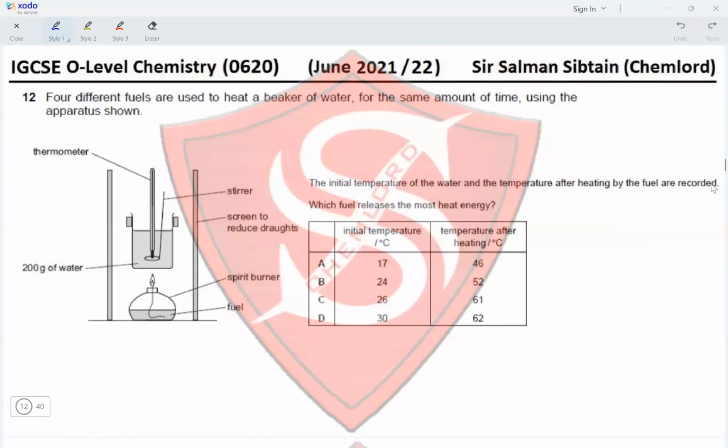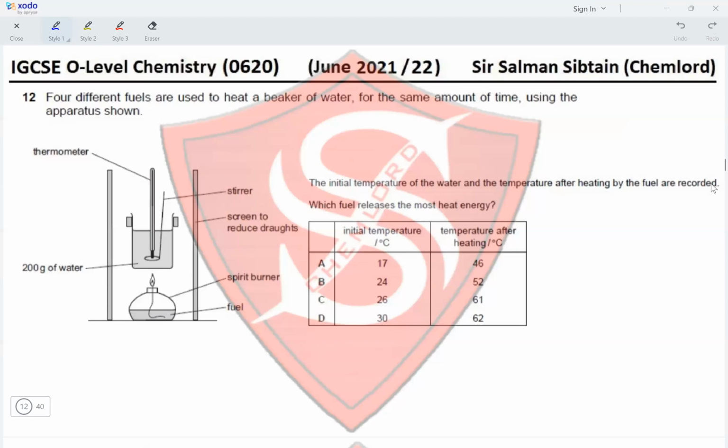Question 12. Four different fuels are used to heat a beaker of water for the same amount of time using the apparatus shown. Okay, so this is a calorimetry setup. The initial temperature of the water and the temperature after heating by the fuel are recorded. Which fuel releases the most heat energy? So this will be calculated by looking at the maximum difference in temperature that we have with either of the fuel. So temperature after heating minus initial temperature will give us the difference in temperature, and the fuel with the greatest temperature difference will have the greatest amount of heat energy released.